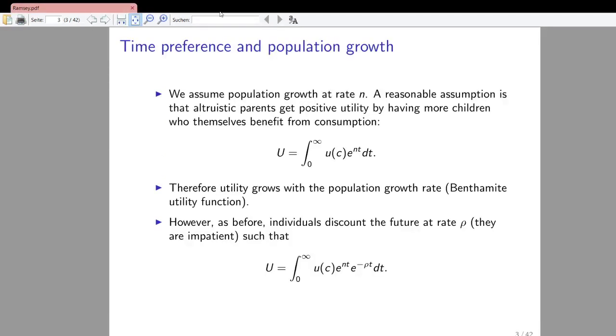Now, we assume that the population grows at rate n, so that's the population growth rate.